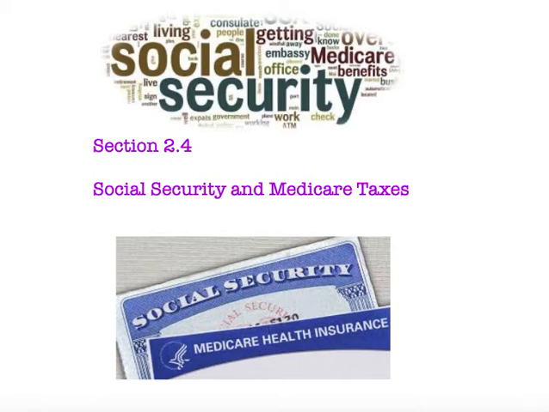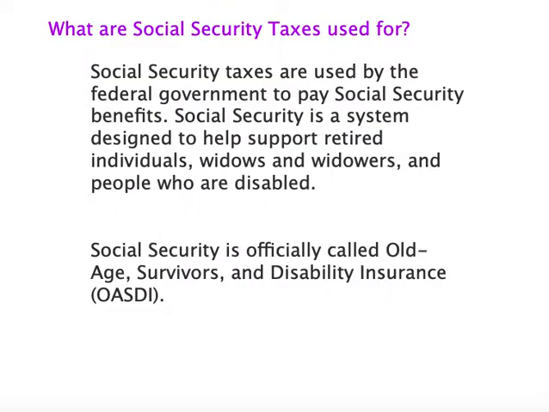Welcome back to our next lesson that's calculated into figuring out what our net pay is. So today's tax that we're going to discuss is the Social Security and Medicare taxes. So what are Social Security taxes? They are taxes that are used by the federal government to pay Social Security benefits. This system is designed to help support retired individuals, widows and widowers, and people who are disabled. Social Security is officially called the Old Age, Survivors and Disability Insurance.